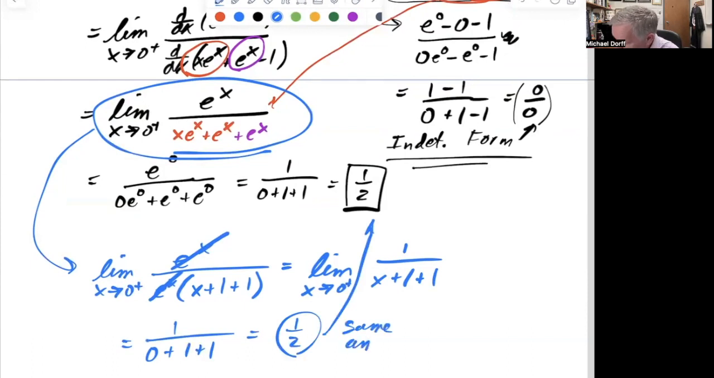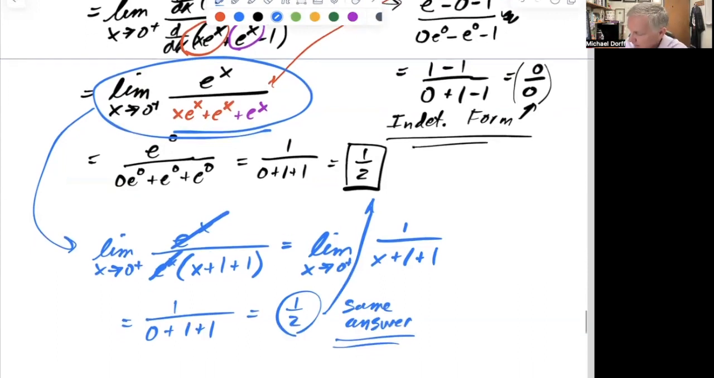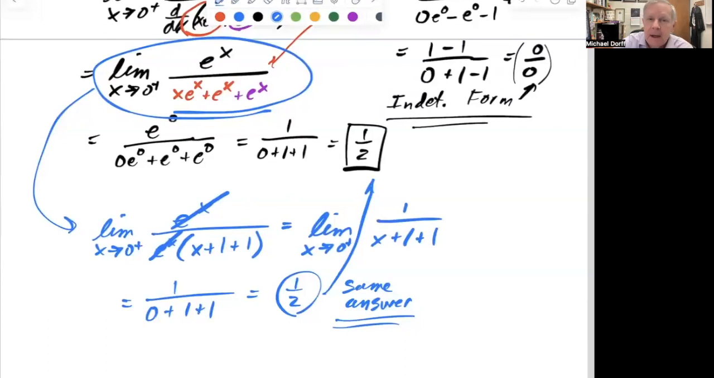So either way works. Which way is better? Really, I can't say which way is better. I think they both work, and they both get you the same answer, so that's great.